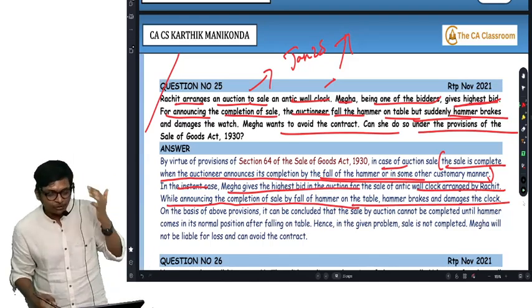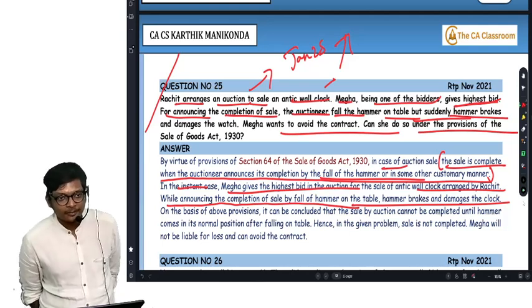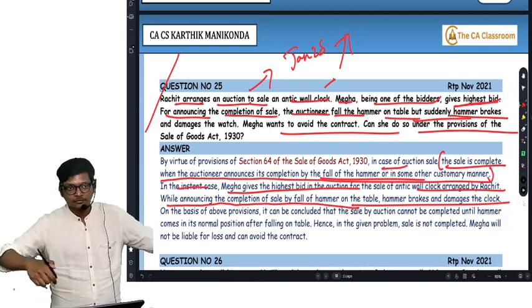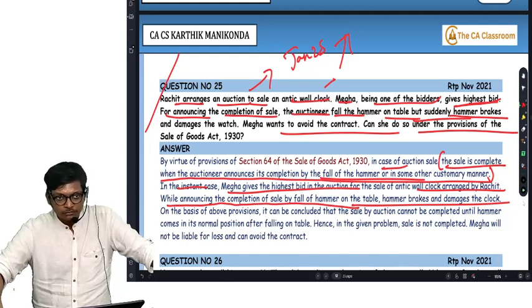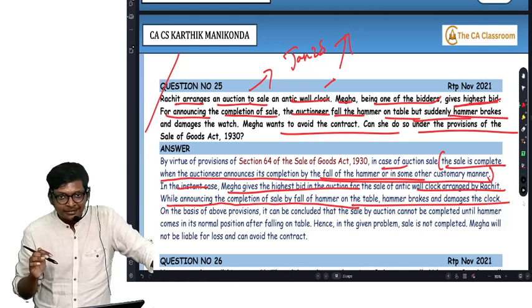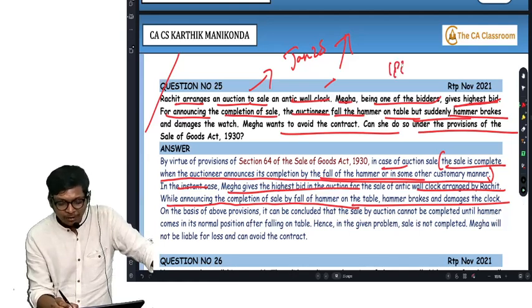Now ask the IPL question. In IPL, right to match. See, I gave the example of the IPL auction.